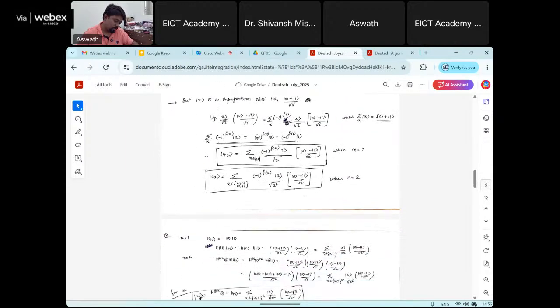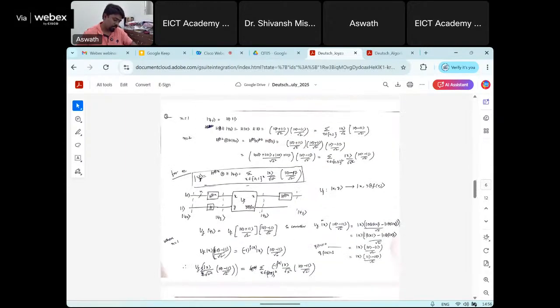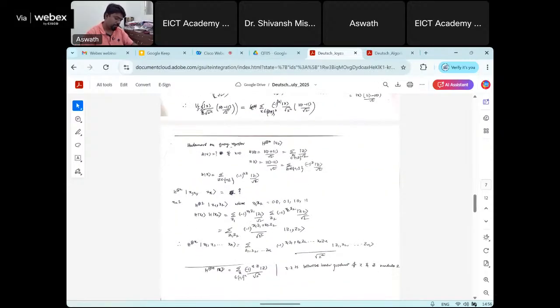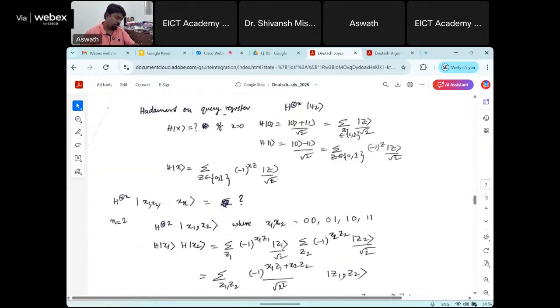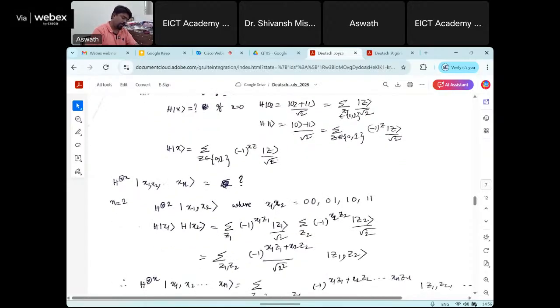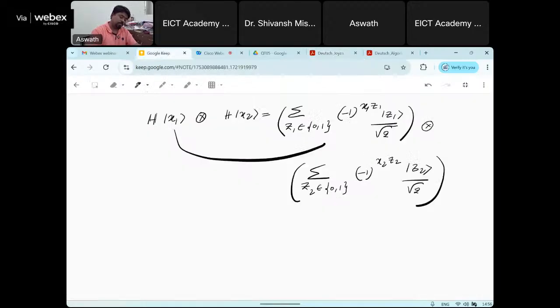Where is it? Yes, here. Okay, so we just used h acting on x as an expression with minus 1 to the power of x z. That is what we were using here.